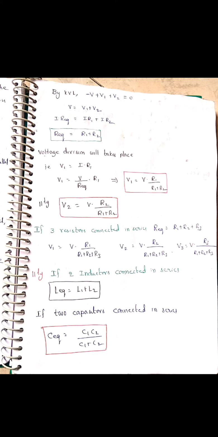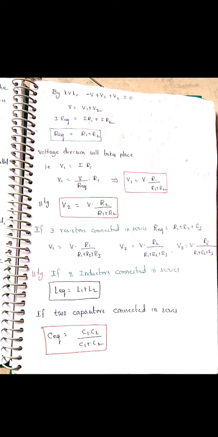Now if you apply KVL to that loop, KVL says the algebraic sum of branch voltages in a loop is 0. If you apply KVL, we get the expression V is equal to V1 plus V2. If you bring the network into a simple circuit, we have to bring all the passive elements into one equivalent magnitude. After bringing the network into a simple circuit, we can calculate I using the formula I is equal to V by R equivalent.